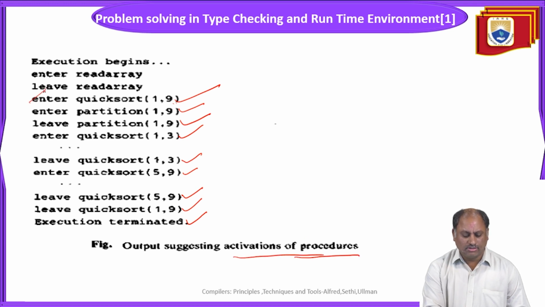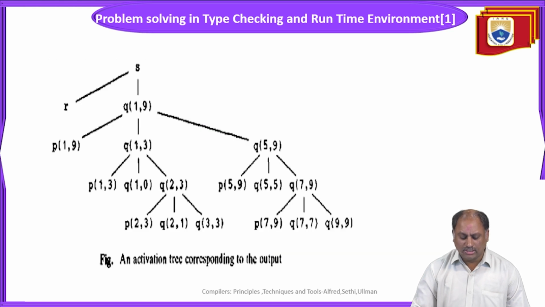That means quicksort 1 comma 9 begins activation, that is, the procedure starts and execution takes place, and it comes out with some result. Before starting another one, the second one is leaving the procedure. So that entering and leaving can be described in a tree notation. This is called the activation tree structure.